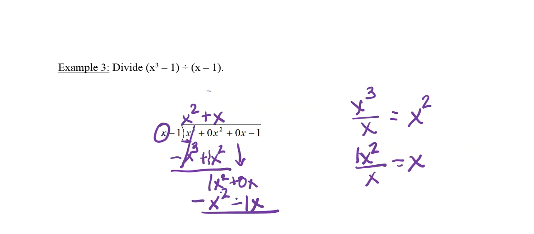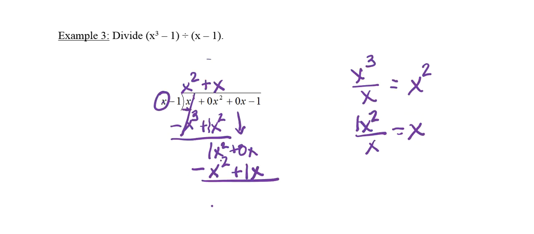I'm going to subtract, which causes those to go to opposite signs. X squared minus x squared is gone. 0x plus 1x is 1x. Bring down the negative 1. 1x is what I'm trying to get. I always divide by the front term of x. X divided by x cancels, leaving me with the number 1. It is positive, so I'm going to put a plus 1.